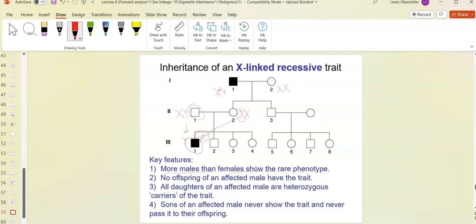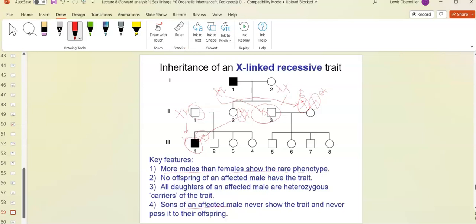Because in order to be a daughter, that's a son. This would be a Y, and this would be a normal. But any daughter that you have here has to get the affected X chromosome from dad, right? So she's always going to be a carrier. This is from mom, and this is from dad.